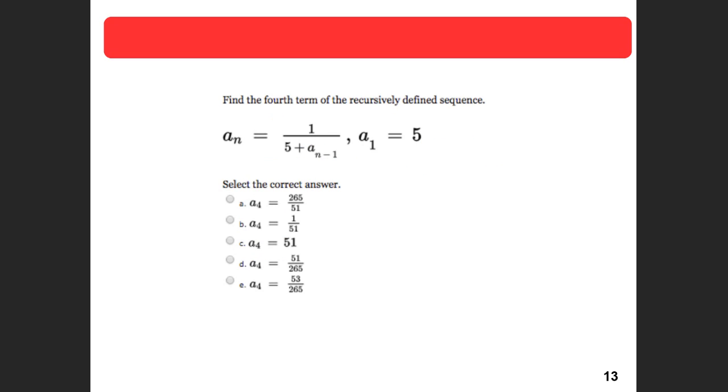Find the fourth term of the recursively defined sequence. Oh boy, this one's going to be a little bit tougher. I don't even want to do this one. Yikes. Oh, the fourth term. Okay, I will turn off my mic and let you guys work on this one for a little bit because this one's a little bit tougher. No question about it.